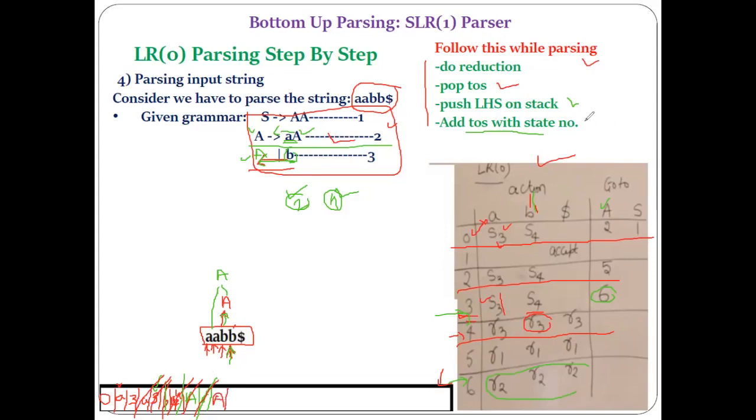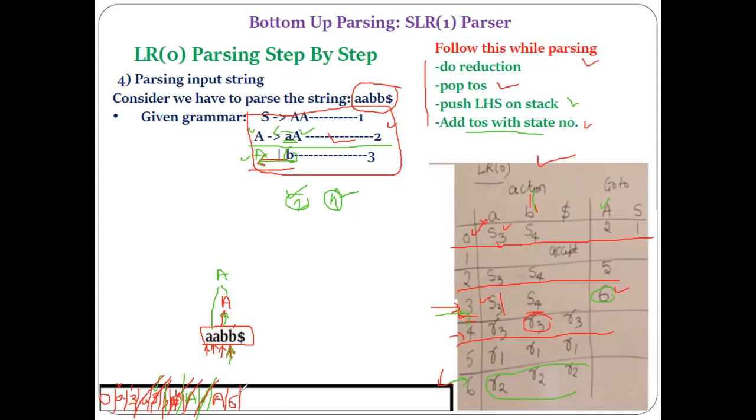Then add the state number on top of the stack. Now which state number do we have to add? For that, you see the top of the stack is A. Below the top of the stack, which state is there? It is 3. So you have to see 3 on A. 3 on A is again 6. Again you have to make the entry of 6 here.